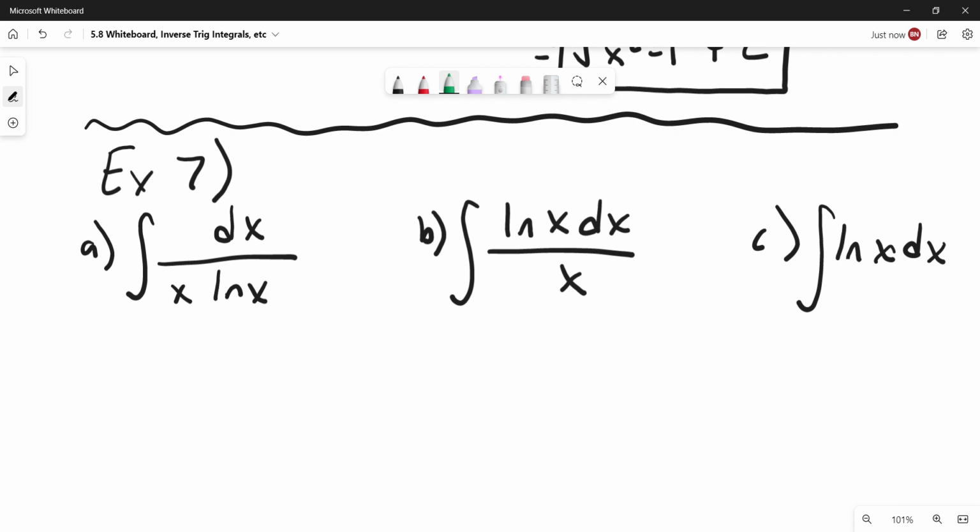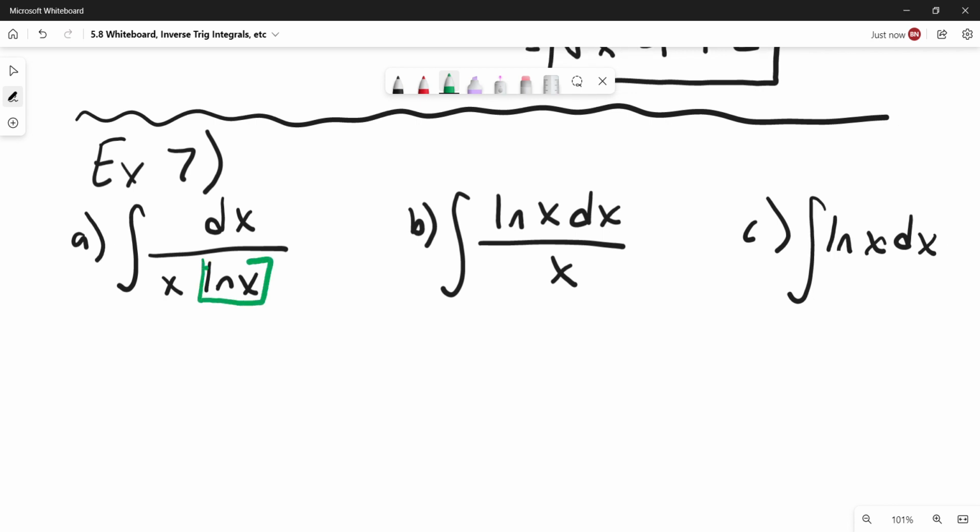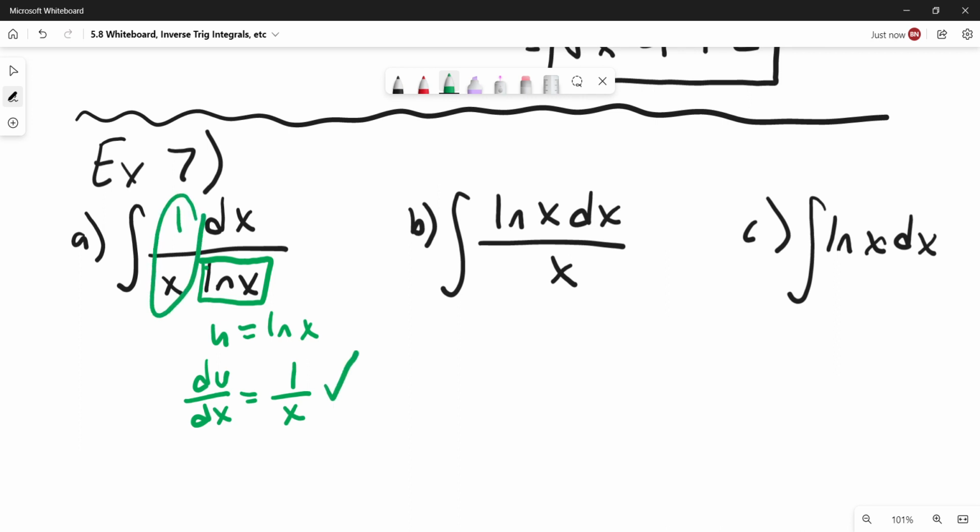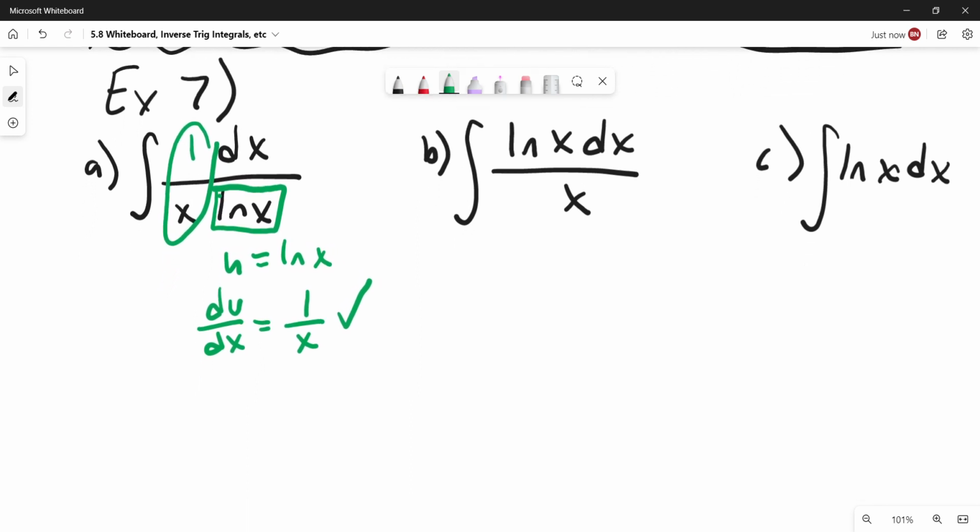Okay, so in most of these, ln is going to be your u. When in doubt, choose your ln x to be your u. So if your u equals ln x, your du dx is 1 over x, which you already have here. There's an implied 1 over x. Now again, we still have to figure out what our outside function is, what's being done to the ln x. Well, it's just 1 over ln x, because it's in the denominator.